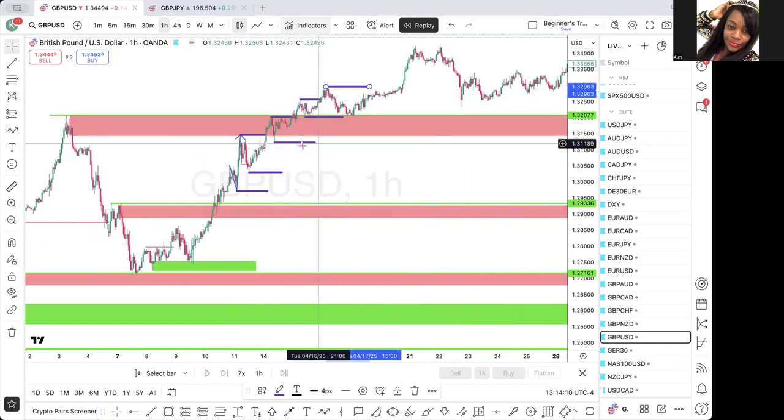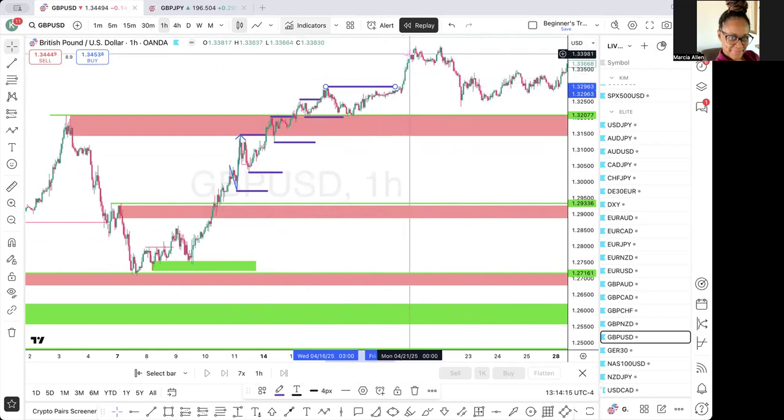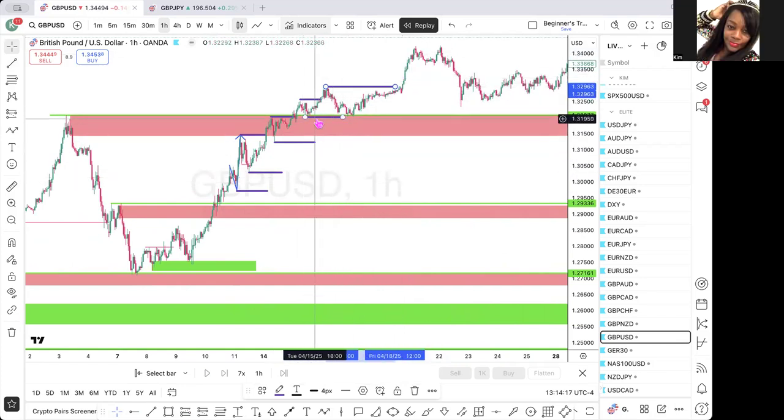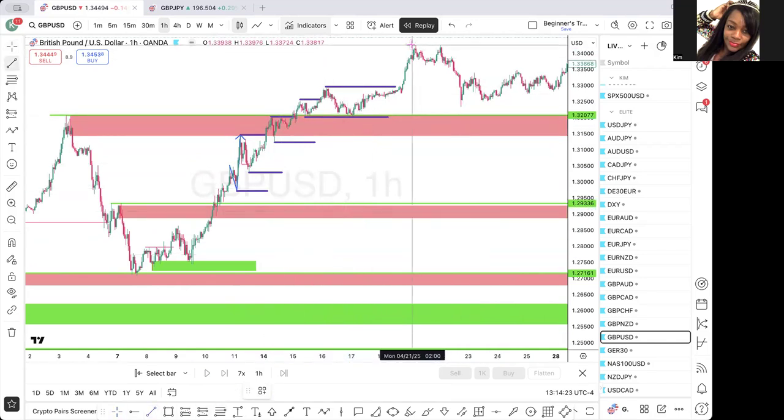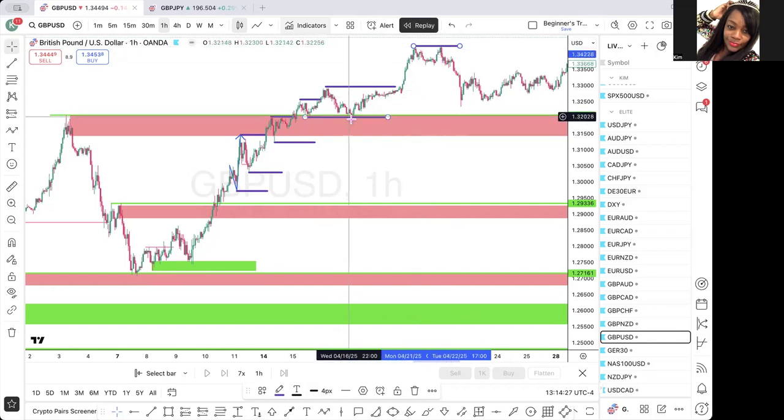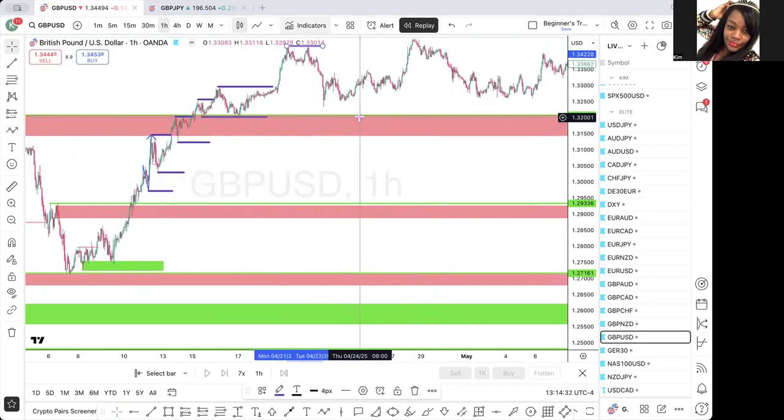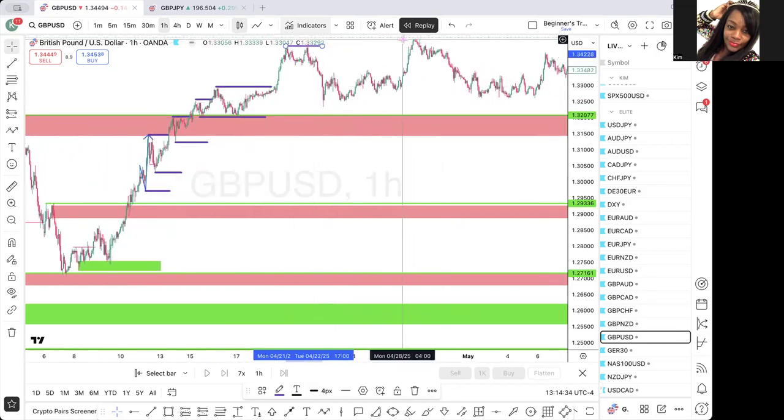Price is not breaking any lows. Now, this is your swing low. I'm just going to leave it right here because that's about the same. And then this is your swing high. Price did not break above this high. So you need to see price break below this low or break above this high.